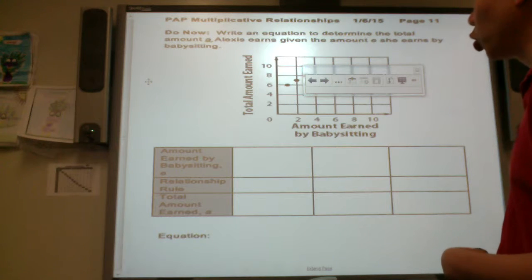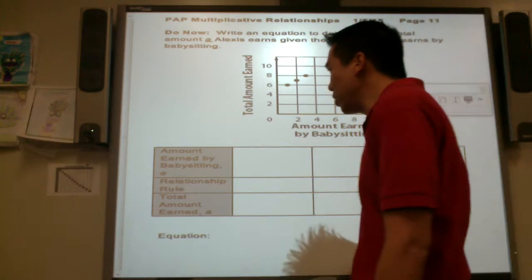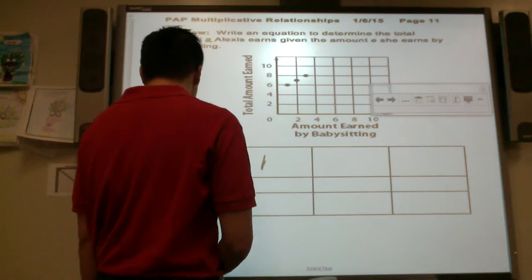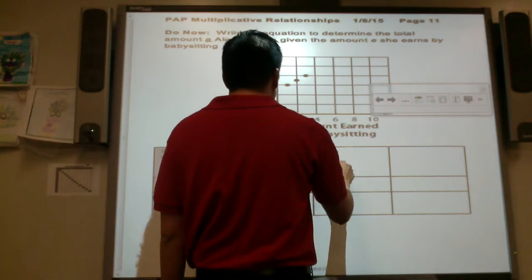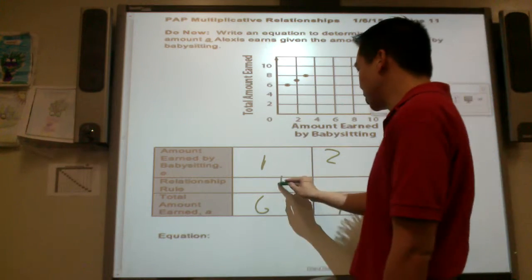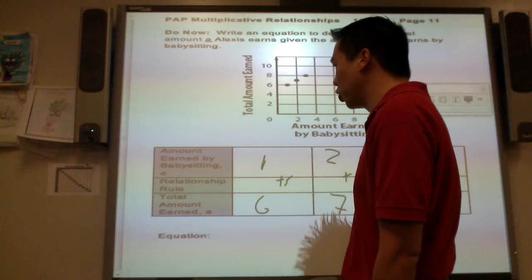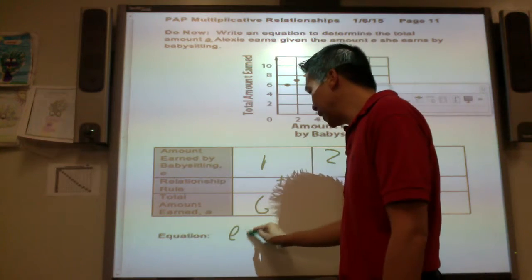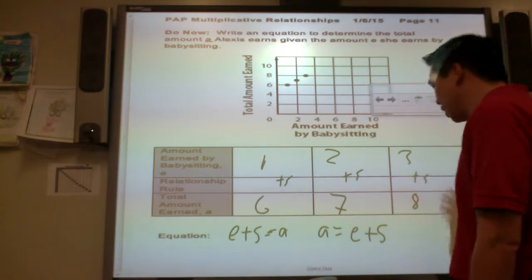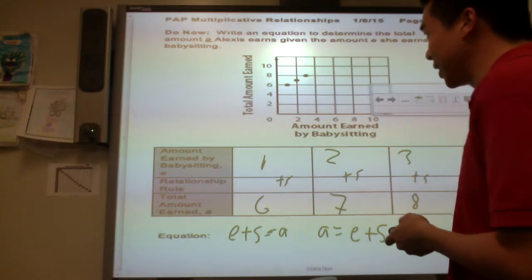Write equations to determine the total amount A Alexis earns, given the amount E she earns by babysitting. The amount earned by babysitting is 1, 2, 3, and the total amount earned is 6, 7, 8. So the relationship rule is plus 5, plus 5, plus 5. You're adding 5 to the amount earned by babysitting, which is the letter E. So E plus 5 equals A. If you turn it around, A equals E plus 5. So the total amount she earned is 5 more than the amount earned by babysitting.